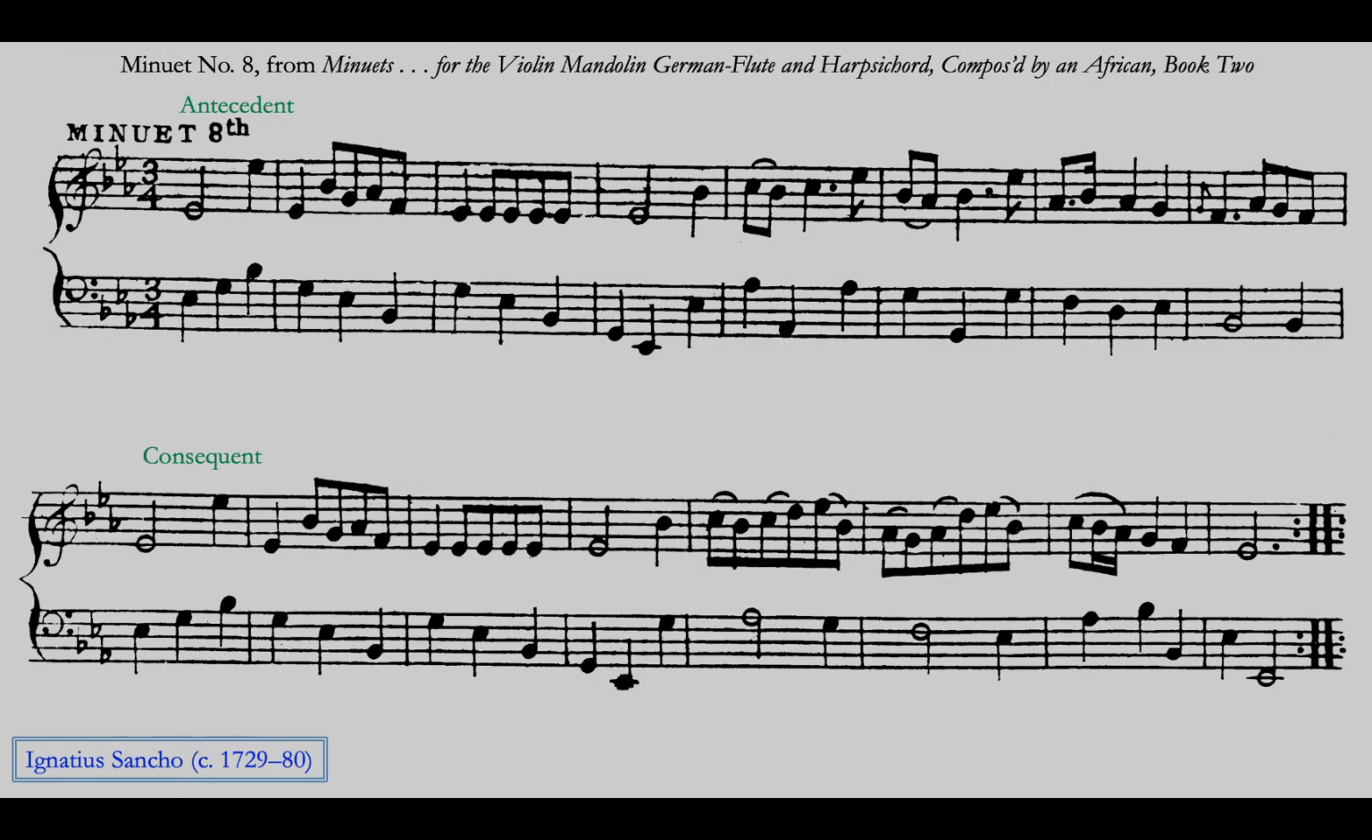Here we have another antecedent and consequent pair. This is from a minuet by Ignatius Sancho. Sancho just wrote the minuet for melody and bass, but in the recording I'll play, I've fleshed out the harmony a little bit with some harmonies implied by these 2 voices. You'll be hearing a MIDI recording since there isn't a commercially available recording.